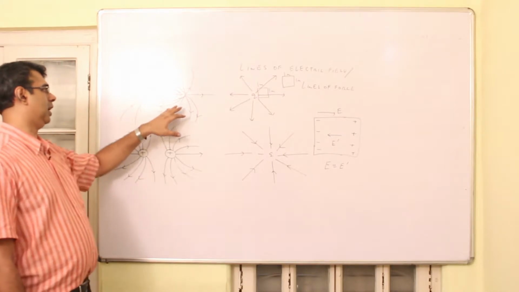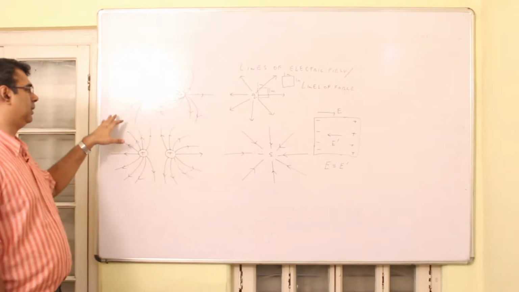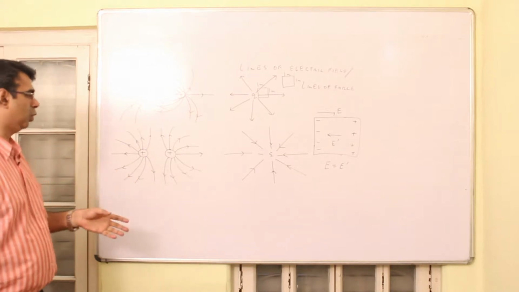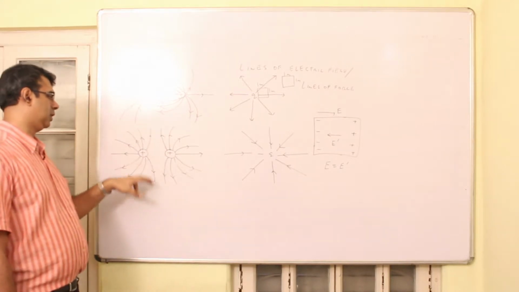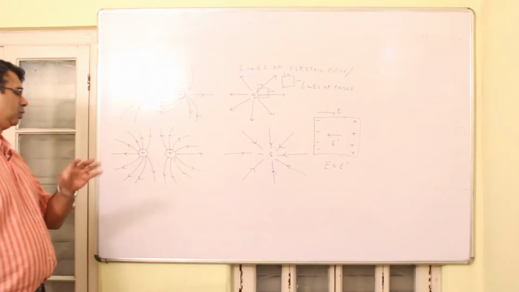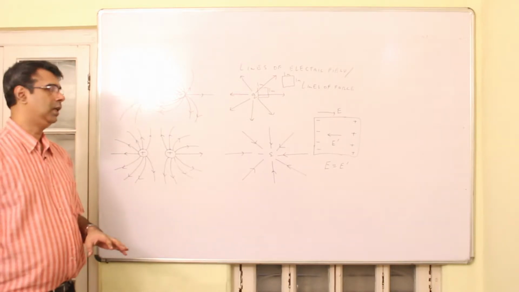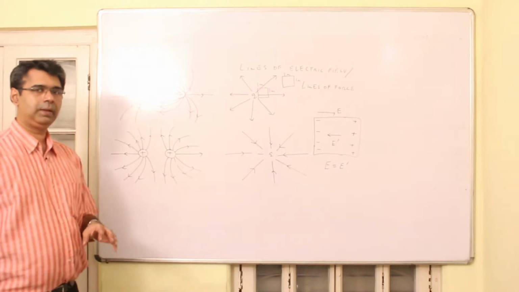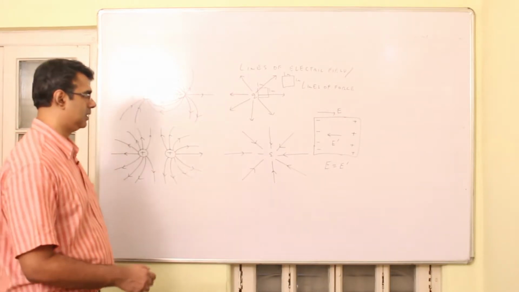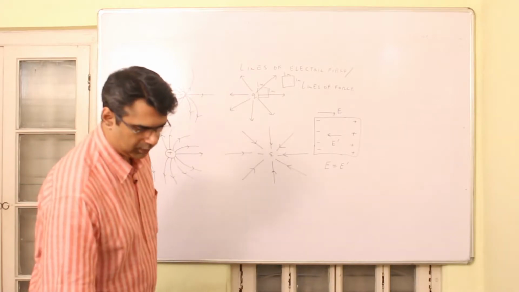So if they start off from a positive charge, they have to terminate on a negative charge. If no negative charge is present, they will not terminate. They will just go outward from the positive charge. But they cannot form closed loops because electrostatic force is a conservative force. So this is the topic, lines of force.